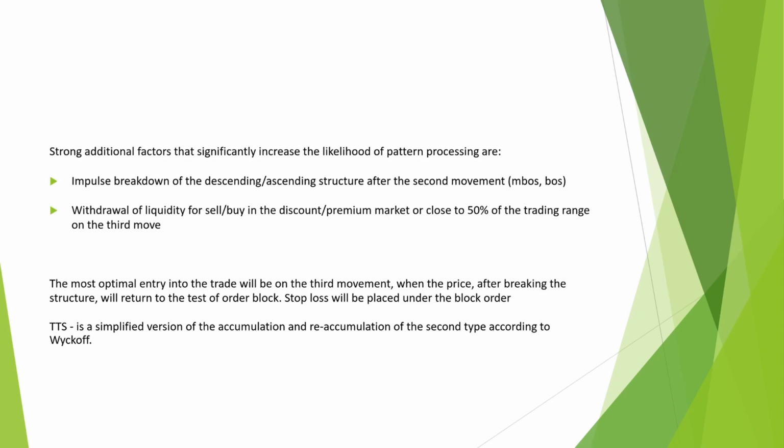Strong additional factors that significantly increase the likelihood of pattern processing are an impulse breakdown of the descending or ascending structure after the second movement, and the withdrawal of liquidity for sell or buy as the discount or premium market or close to 50% of the trading range on the third move. The most optimal entry into the trade will be on the third movement, when the price after breaking the structure will return to the test of the order block. Stop loss will be placed under the block. The three-tap setup is a simplified version of accumulation and reaccumulation of the second type according to Wyckoff.